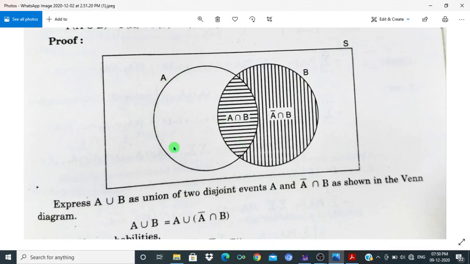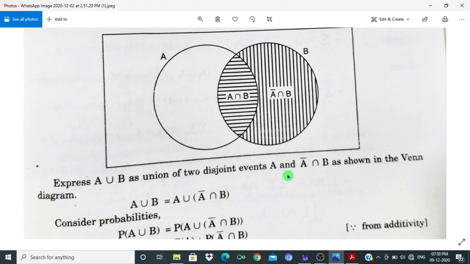Look here, this is A and this is B. Here the vertical lines represent A, including A intersection B. This is A intersection B. And the horizontal lines are A bar intersection B, as there is no A here, only B. A union B is expressed as two disjoint events, A and A bar intersection B. This is A and this is A bar intersection B. And this is A intersection B and this is A bar intersection B.